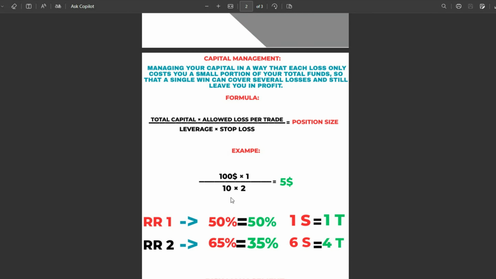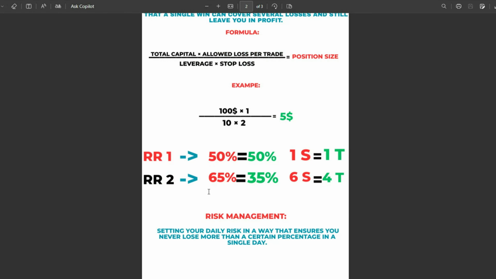For example, if you have $100 and want to risk 1% per trade, with a leverage of 10 and your stop loss is 2%, we can calculate that to risk 1% of your capital, you should open a position with $5. Now let's move on to the concept of risk to reward, or R to R.